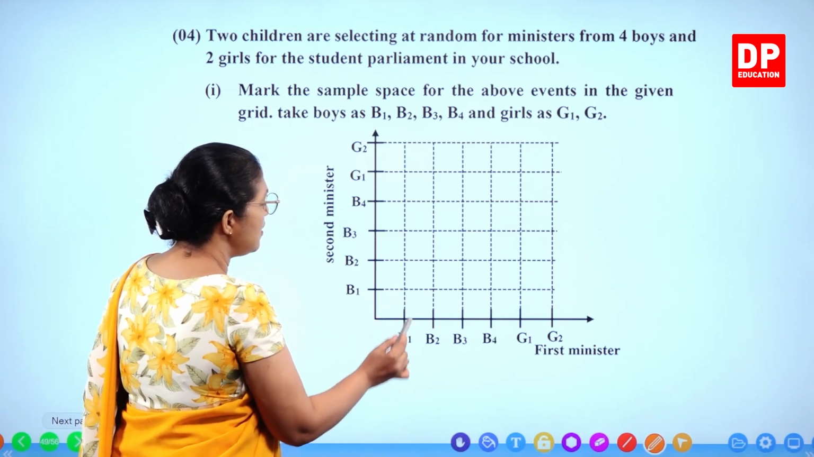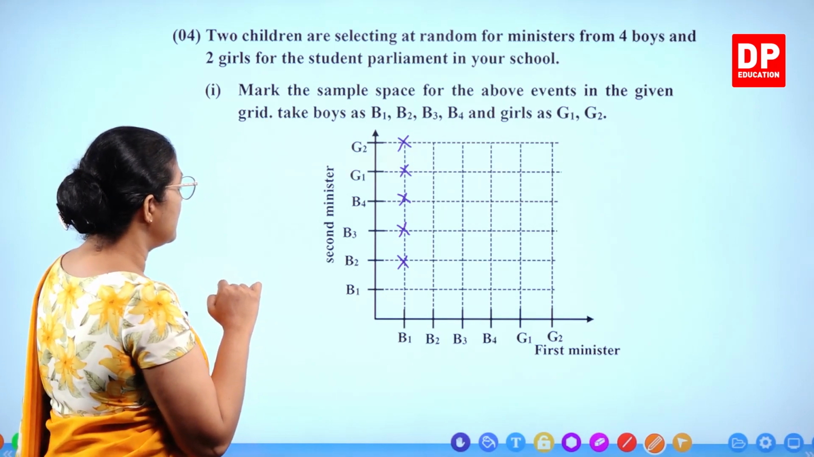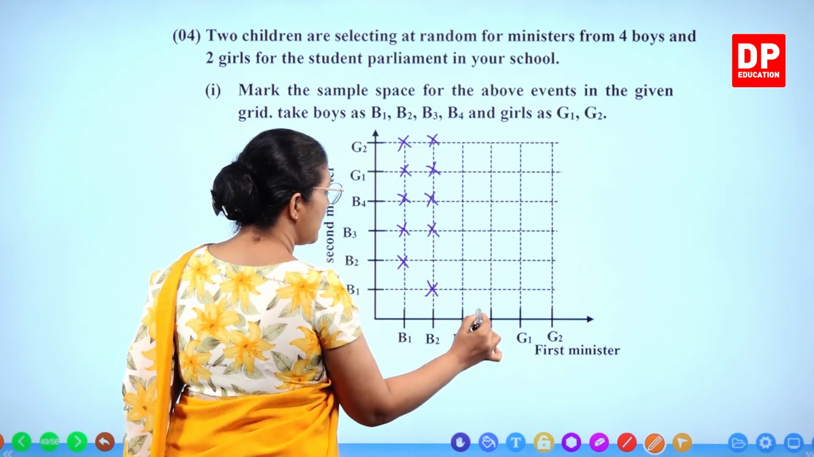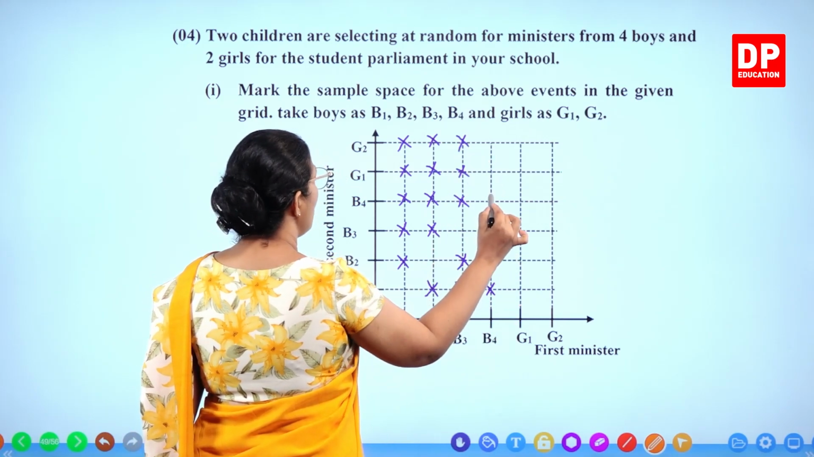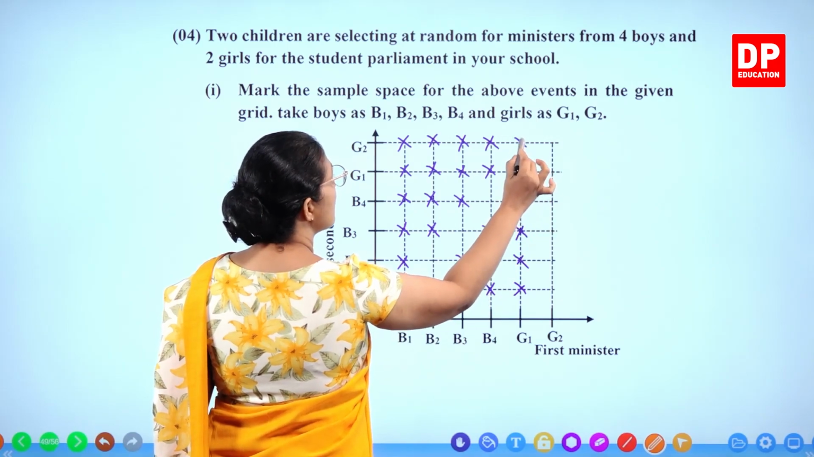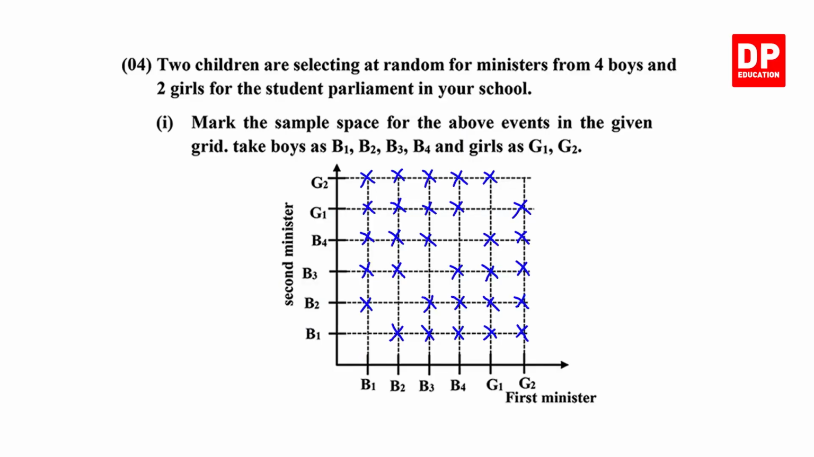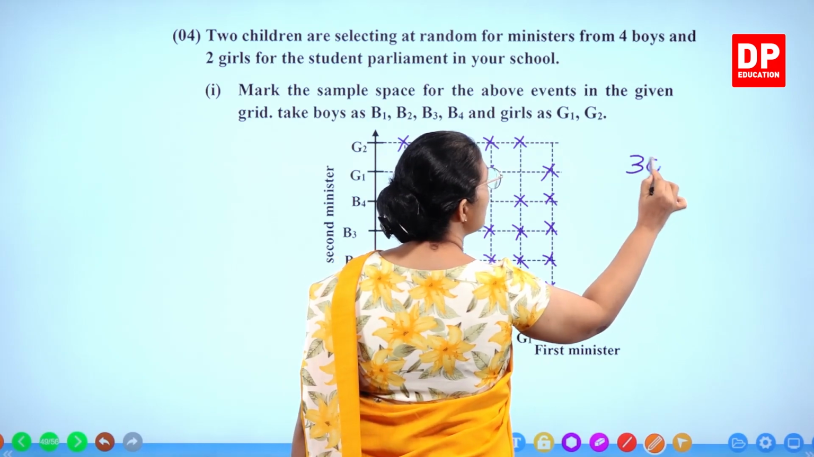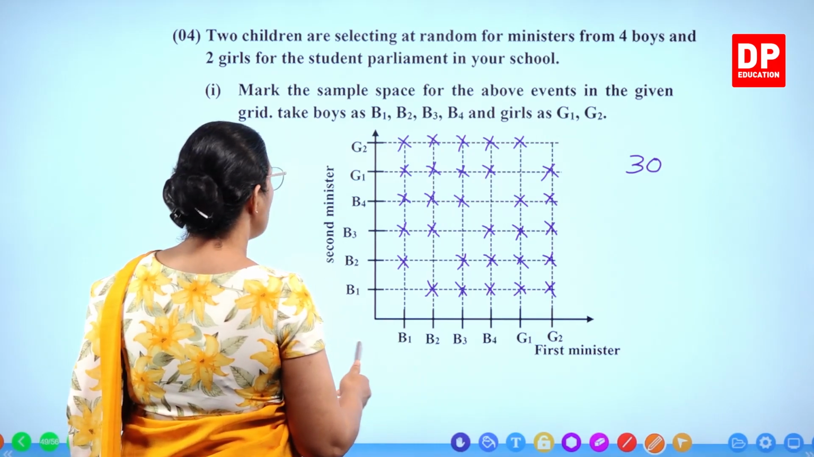So B1 you can't take. B2, B3, B4 you can take. Then B2 cannot take the same position, so B2 you can't take. All the other points are okay. B3 is the same. You can't take B3, all the other positions. B4 you can't take. Other ones okay. G1 you can't take the same thing. And G2 also you can't take the same position. So this is the diagram. 1, 2, 3, 4, 5, 6, 7, 8, 9, 10, 11, 12, 13, 14, 15. So 30 outcomes altogether. So how many marks for drawing this diagram? You get 2 marks.